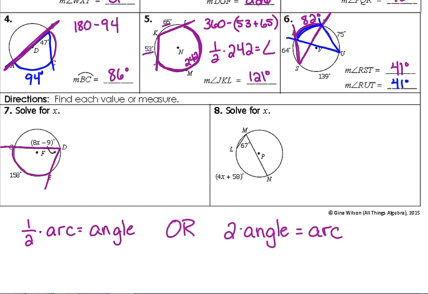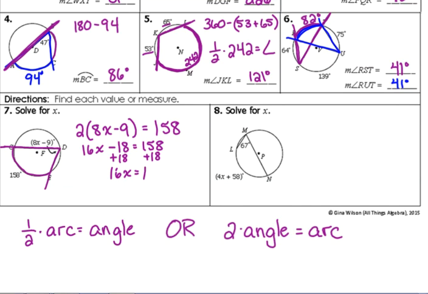Now, there's technically nothing wrong with doing 1/2 times the arc, but that's a fraction, and sometimes these numbers are not going to be evenly divisible by 2, so let's not deal with that. It's a whole lot easier just to multiply by 2, right? 2 times the angle, 2 times 8x minus 9 is equal to the arc. We can work that out. 16x minus 18. Make sure that you remember to distribute. Add 18 to both sides. 16x is equal to 176. Divide by 16. X is 11. Solve for x. We are finished.